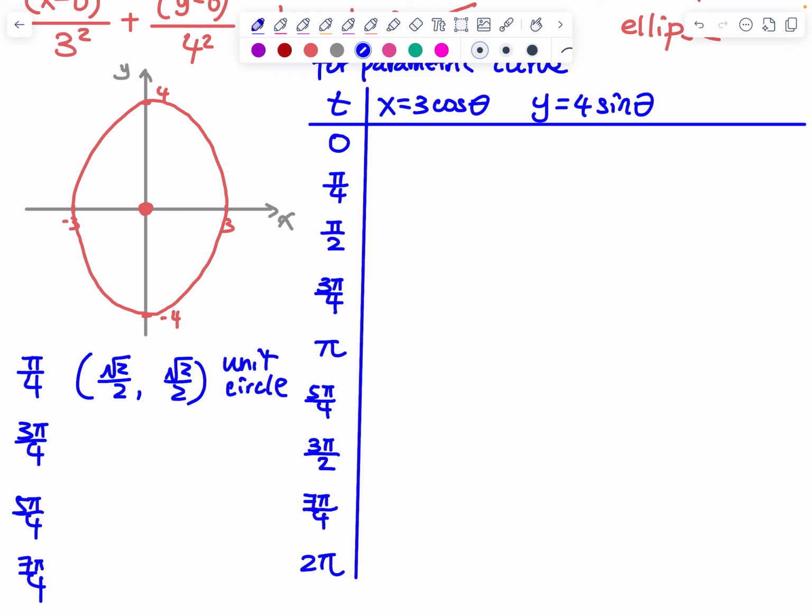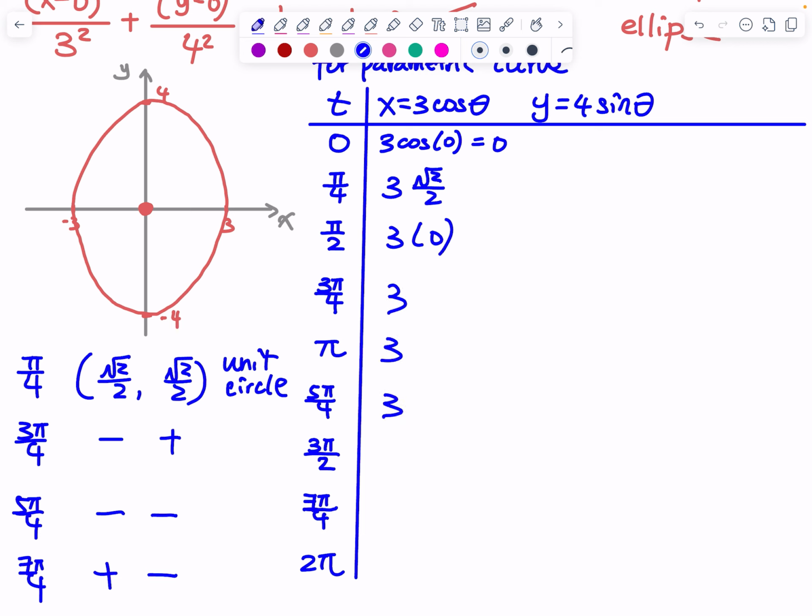In quadrant 2, you have negative x and positive y. Quadrant 3, negative x, negative y. Quadrant 4, positive x and negative y. This is 3 cosine 0, that is equals to 0. And then this is 3 times the x coordinate, root 2 over 2, which I will just approximate. And then this is 3 times 0. They are all 3 times, so I will just write 3 first.